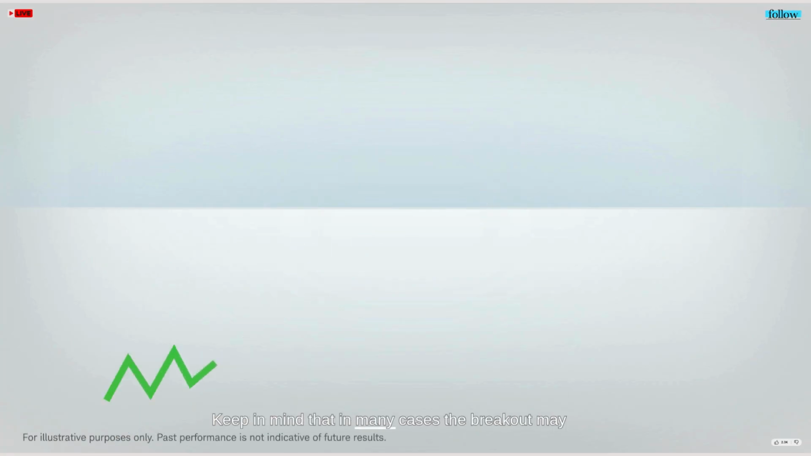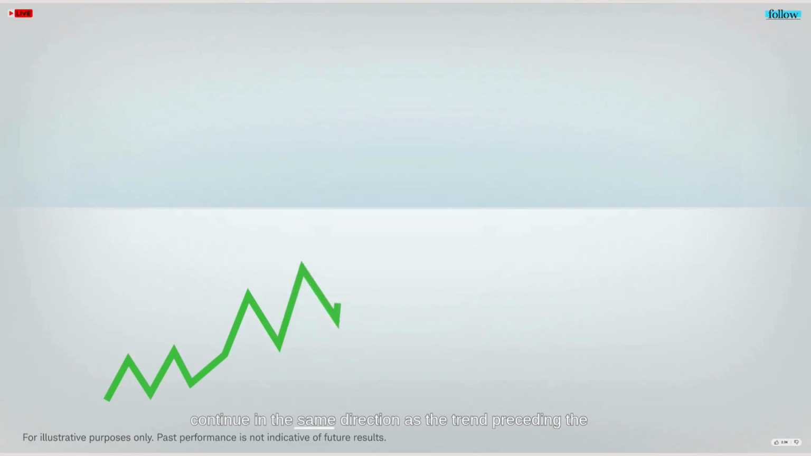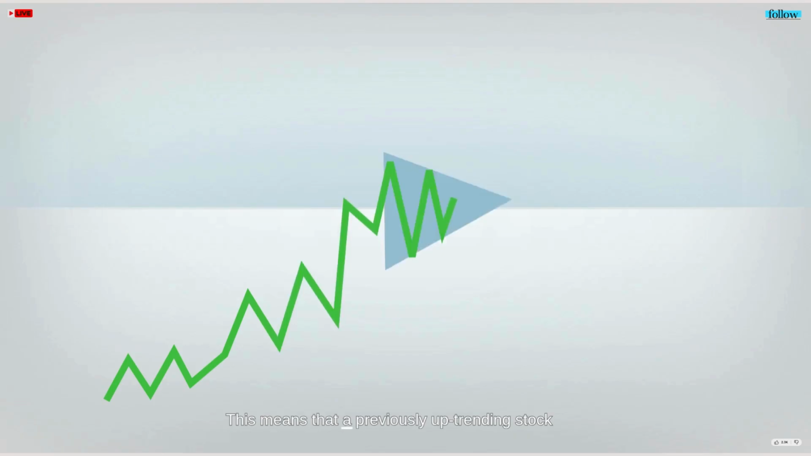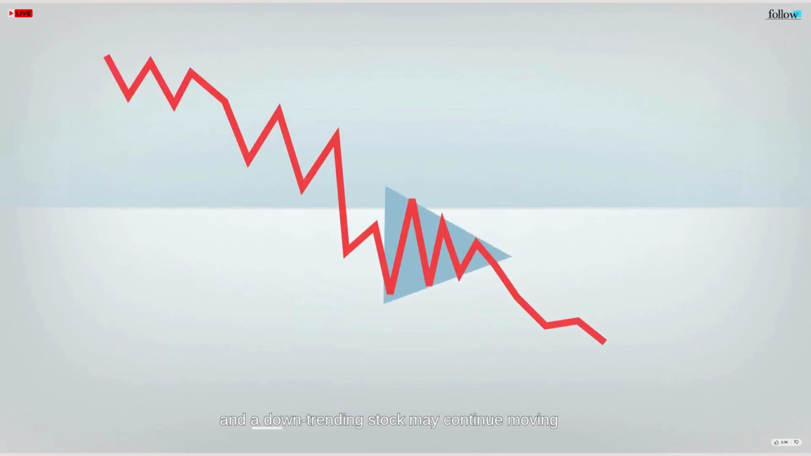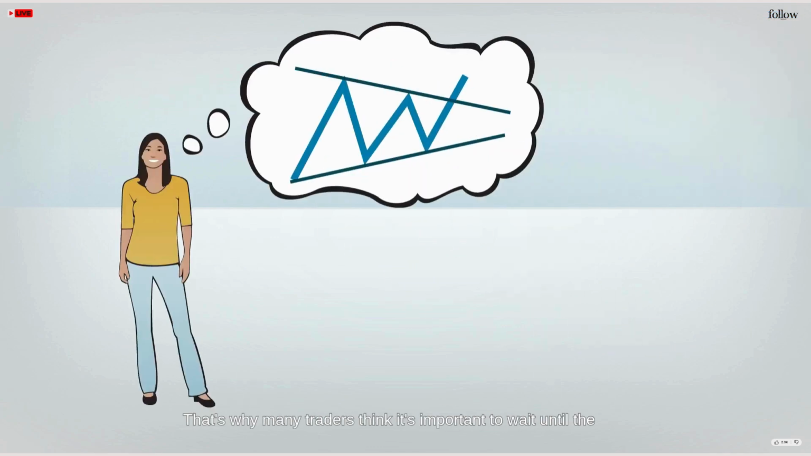Keep in mind that in many cases, the breakout may continue in the same direction as the trend preceding the triangle. This means that a previously uptrending stock may continue moving upward, and a downtrending stock may continue moving downward. Though this is a typical market reaction, it isn't a rule. That's why many traders think it's important to wait until the breakout is identified before making any investing decisions.